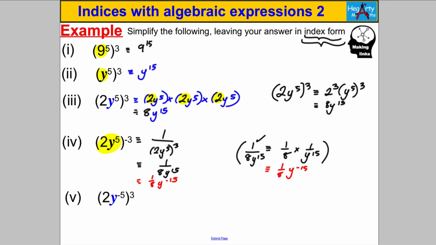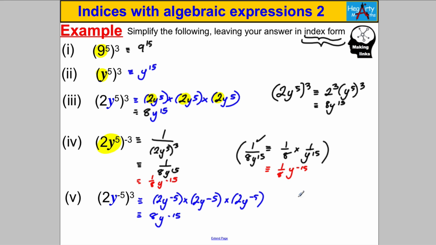Okay, and the last one, this here, 2y to the negative 5 all cubed. Well, when it's just to the positive power here, I'm just going to write out what it means. It means 2y to the negative 5 times 2y to the negative 5 times 2y to the negative 5. 2 times 2 times 2 is 8 as before. Y to the negative 5 times y to the negative 5 again is y to the negative 10, times another y to the negative 5 is y to the negative 15.